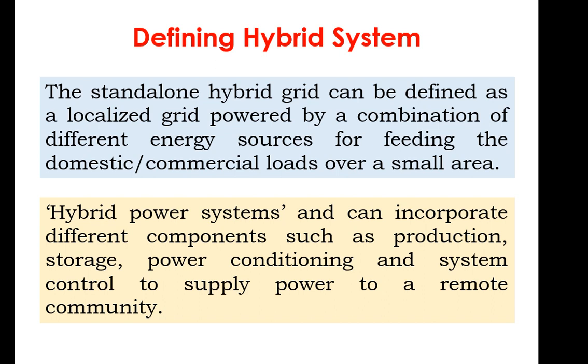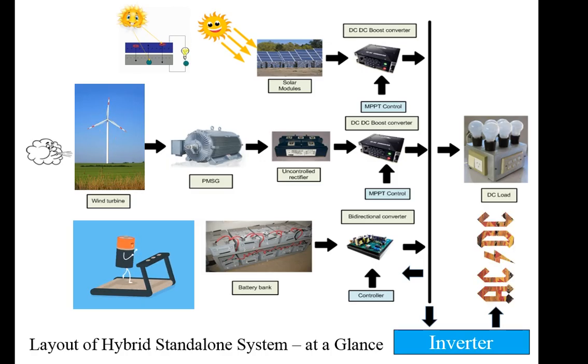Talking about the hybrid system, it can incorporate different components such as power production, for example a wind solar hybrid system, a storage, which can be a battery, a supercapacitor, or SMES, that is superconducting magnetic energy storage, or any power conditioning, because we need to manage the power, and system control, to supply the power particularly to remote communities where the grid is highly inaccessible. So this is the layout of the hybrid system at a glance.